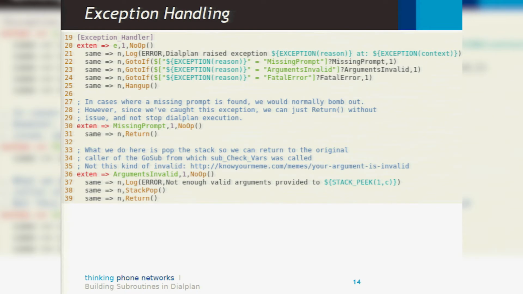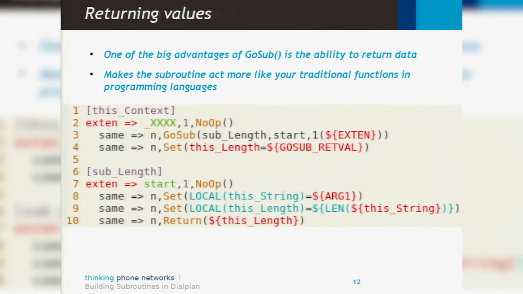Was there a question back there? Yeah. All right, so you've got those reasons: missing prompt, arguments invalid, fatal error. Did you define those, or is that something that... I define those. Those are self-defined. They could be called foo, bar, and baz if I wanted. Doesn't matter. I'll show an example here on the next slide.